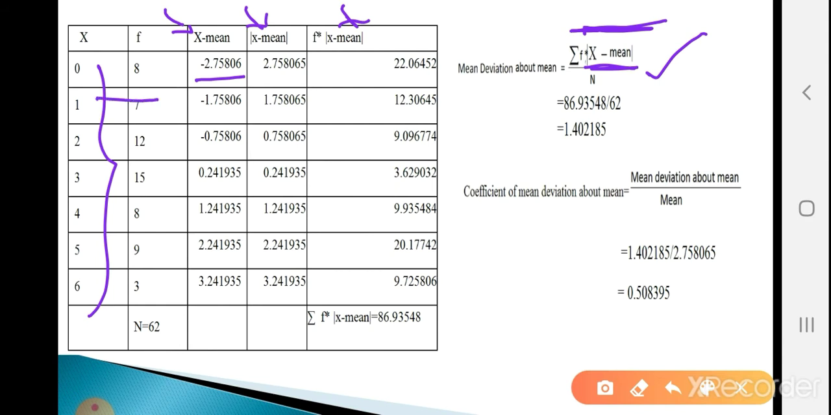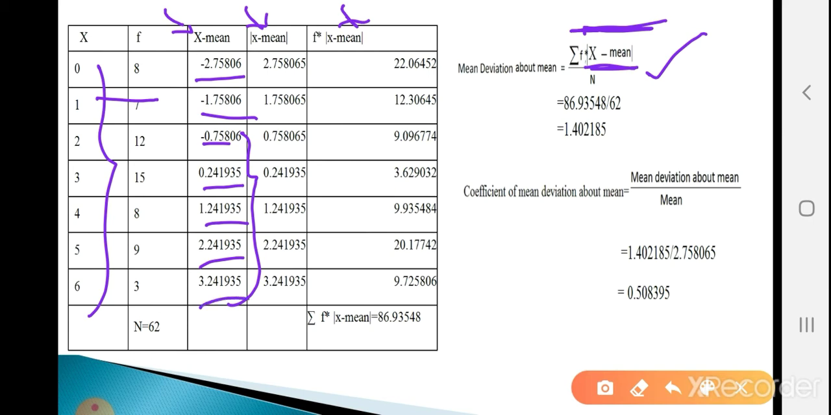1 minus 2.75806, so the value is minus 1.75806. So similarly the remaining values are calculated. 2 minus 2.75806, so the value is minus 0.75806. The next value is 0.241935. The next value is 1.241935. Next value is 2.241935, and the last value is 3.241935.